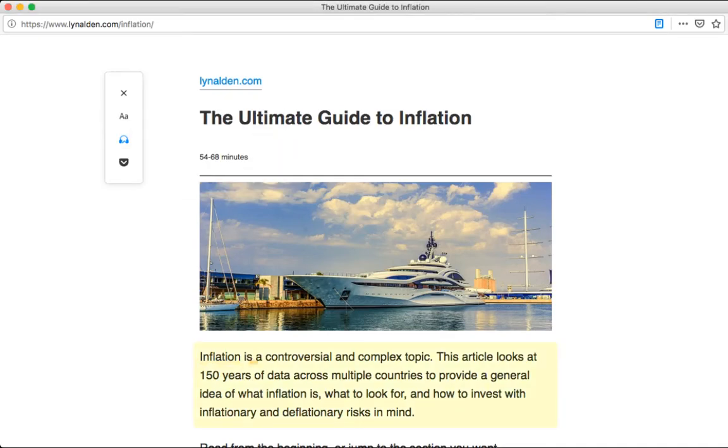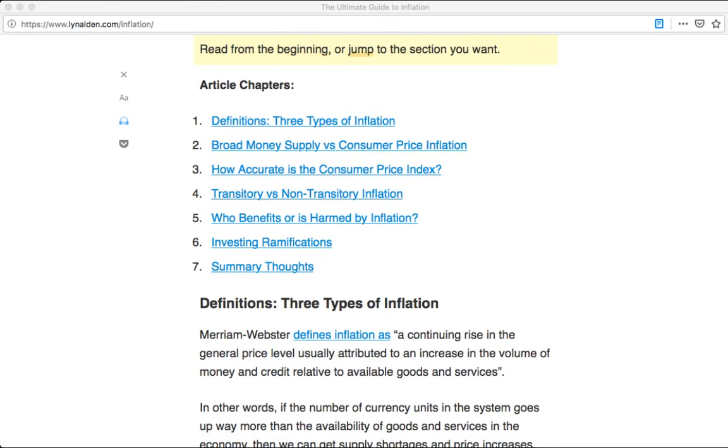Inflation is a controversial and complex topic. This article looks at 150 years of data across multiple countries to provide a general idea of what inflation is, what to look for, and how to invest with inflationary and deflationary risks in mind. Read from the beginning, or jump to the section you want.